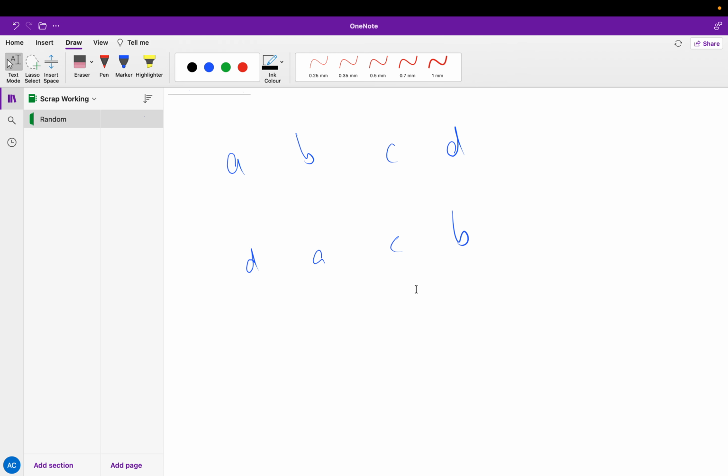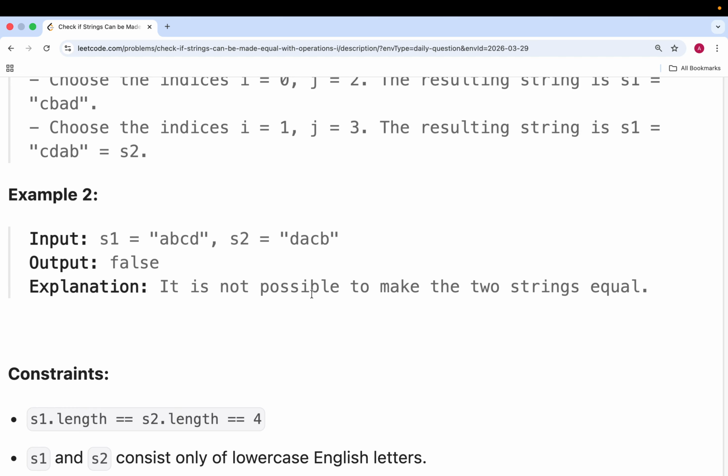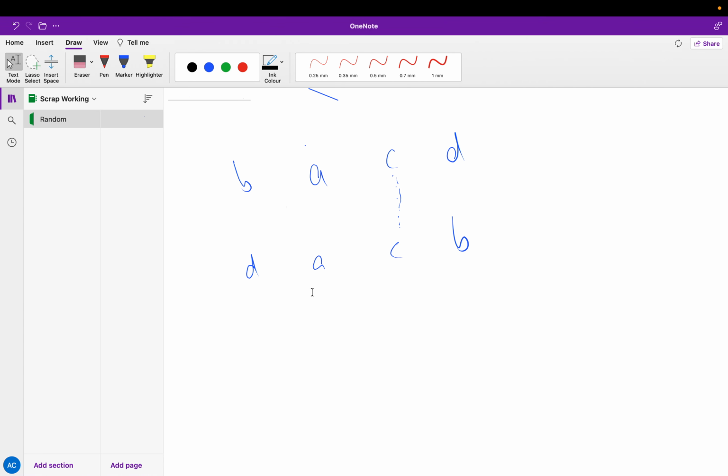So what would happen, let's say, the C is already in the right place. And I guess the A and the B, if I swap those around, whoops. If I swap those around. Wait, did I say this wrong? Maybe I misunderstood the question. A, B, C, D, D, A, C, B, right?